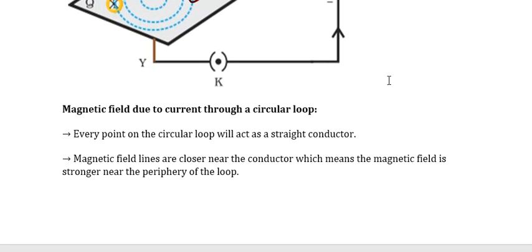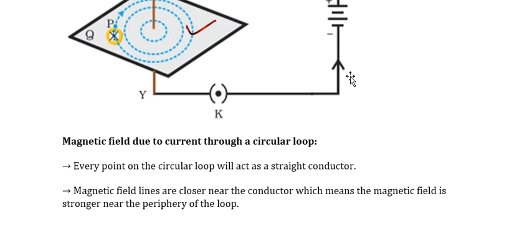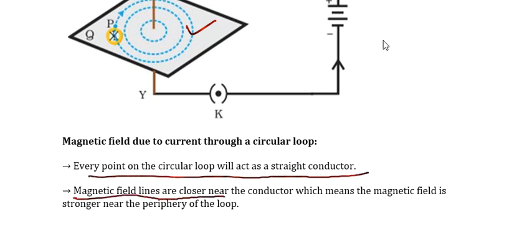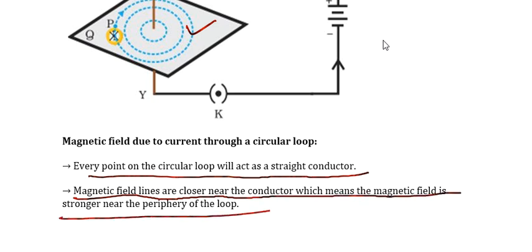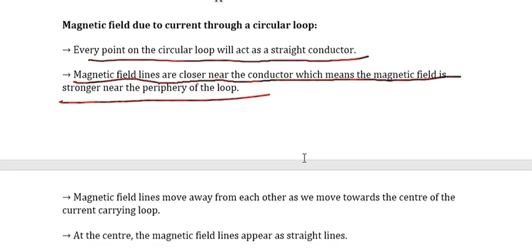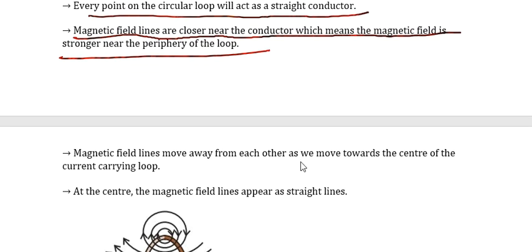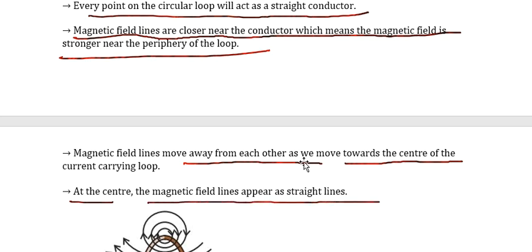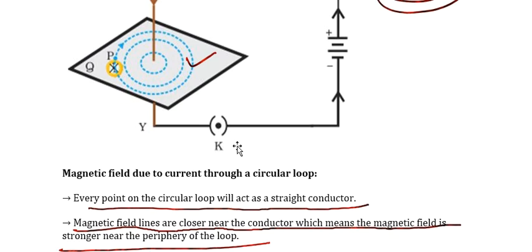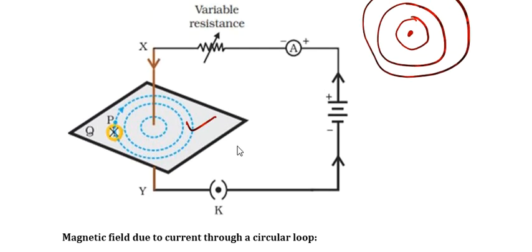Magnetic field due to current through a circular loop. Every point on the circular loop will act as a straight conductor. Magnetic field lines are closer near the conductor, which means the magnetic field is stronger near the periphery of the loop. The magnetic field lines move away from each other as we move towards the center of the current carrying loop. At the center, the magnetic field lines appear as a straight line. You can see here in the picture.